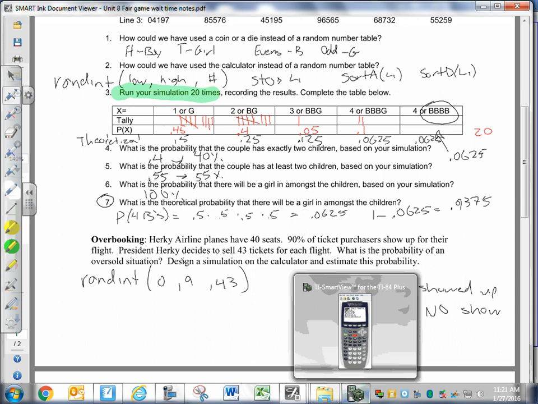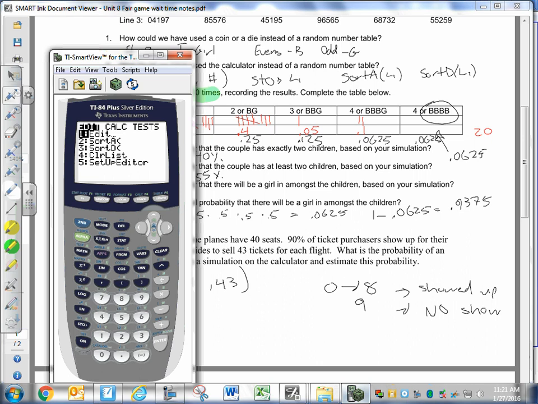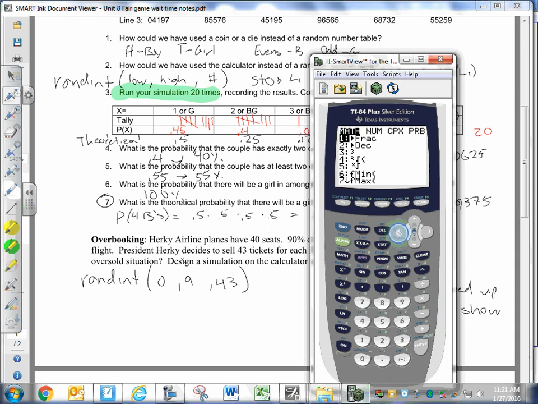We are all representing a flight, each one of us. We all need to see if our flight can take off or if we're overbooked. Let's start by all generating 43 digits between 0 and 9. Go. Math, PRB. 0 through 9, 43 of them. What do I do with those digits so I can see them? Put them in L1. Stat, edit.